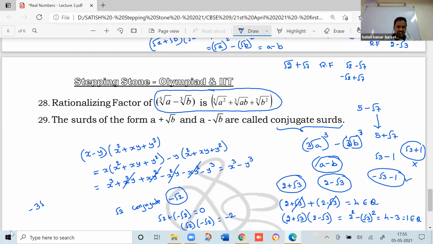What is the conjugate of minus 3 root 2? Just change the sign, that's all. Here minus is there, just take the plus.